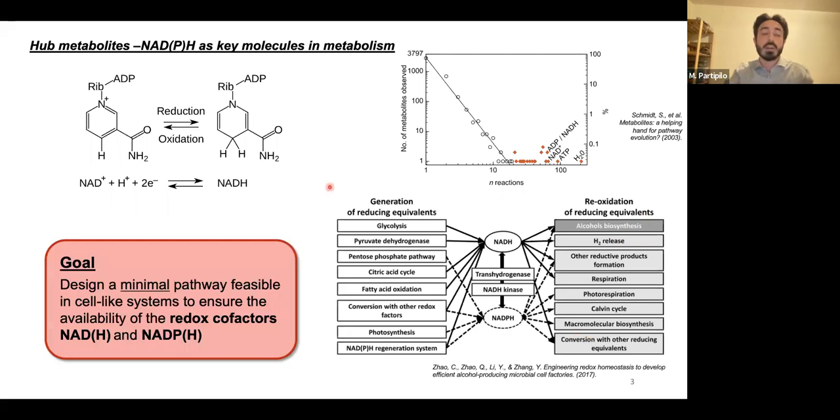So the goal of my main project, which, as Dirk was saying, I've been carrying out for almost 3 years, is indeed about trying to design a minimal pathway that ensures the reduction, but also the oxidation, of the redox cofactors NADH and NADPH in cell-like systems, so in our synthetic cells.